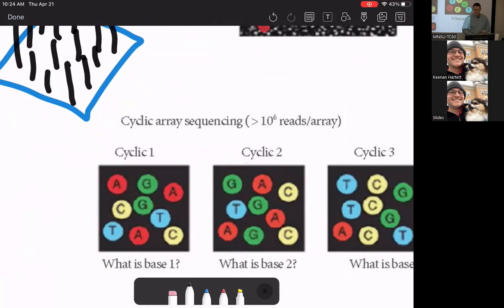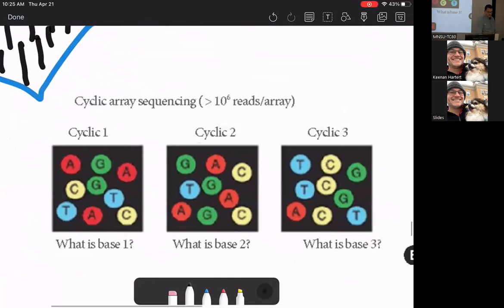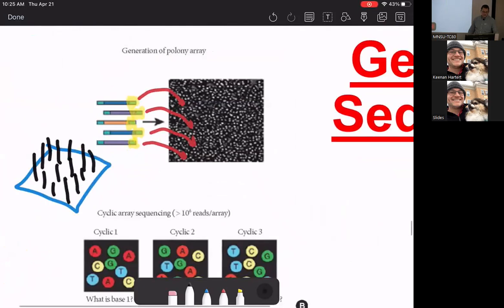Then as you go up each level, you get a new set of colors each time. That's what's showing here in cycle one, cycle two, cycle three. What was base one? What was base two? What was base three? And it's doing this simultaneously on this chip with millions and millions of DNA pieces.